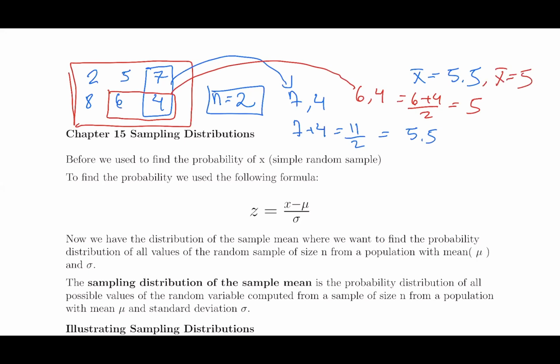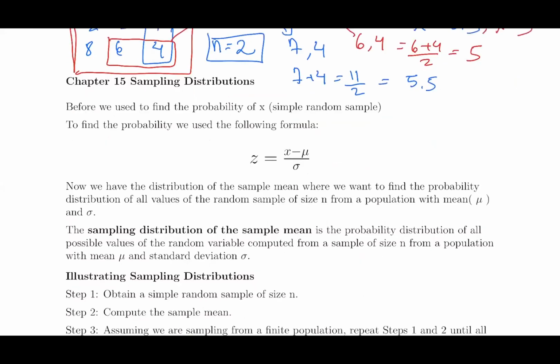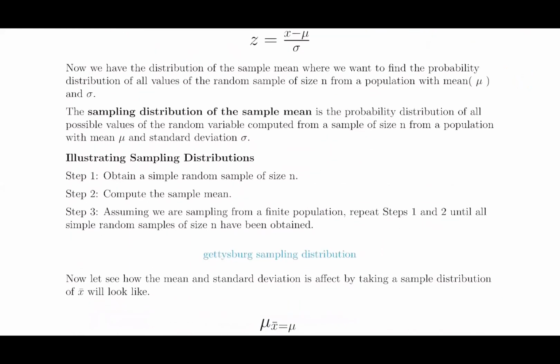And we're going to keep on going and going until you pretty much exhaust all of the different combinations of how you can randomly select 2 people or 2 objects. And then we're going to make a new distribution with that. So to illustrate that a little bit better, I'm going to go over here to the simulation.